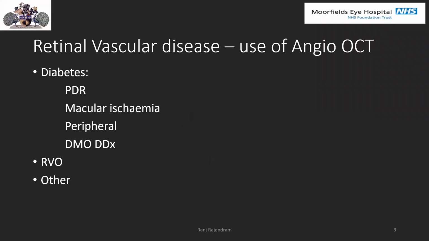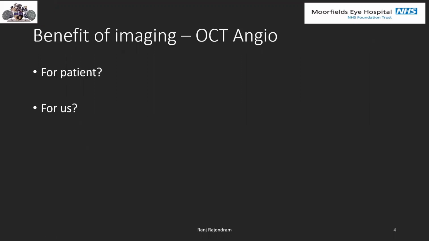And we really want to talk about the use of angio-OCT in retinal vascular disease here, particularly talking about diabetes, proliferative diabetic retinopathy, macular ischemia, peripheral ischemia. Why is it important for us to document that? Diabetic macular edema, and why it's important to do an angio-OCT in patients we're considering treatment with, retinal vein occlusions, and then other things. So we'll just talk through it.